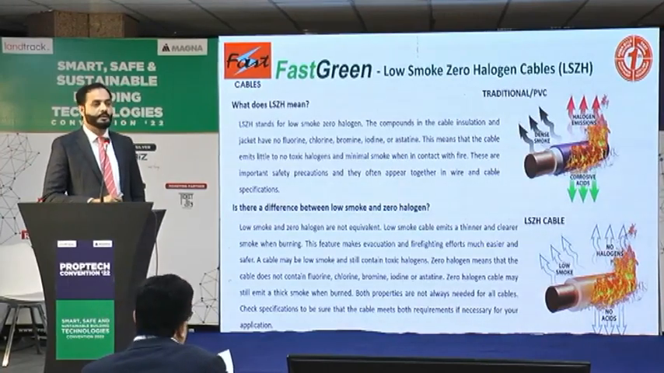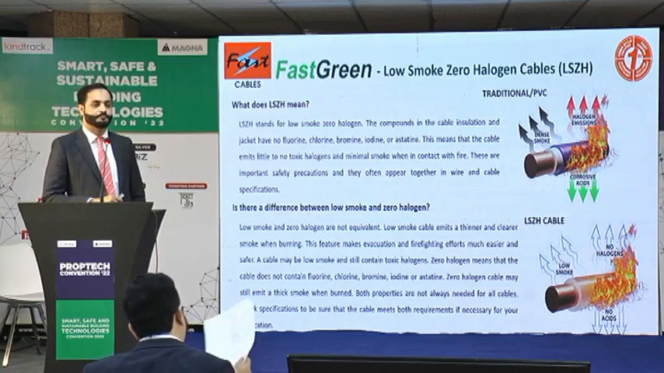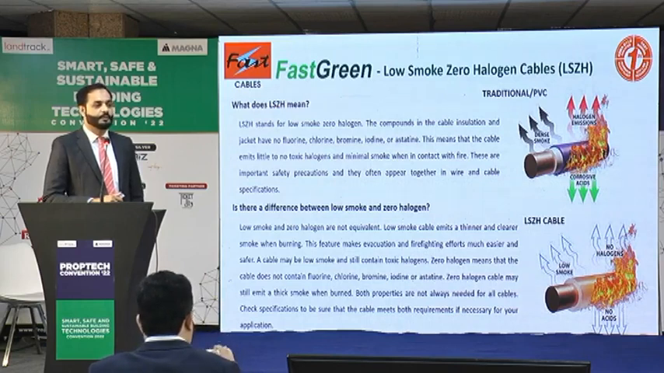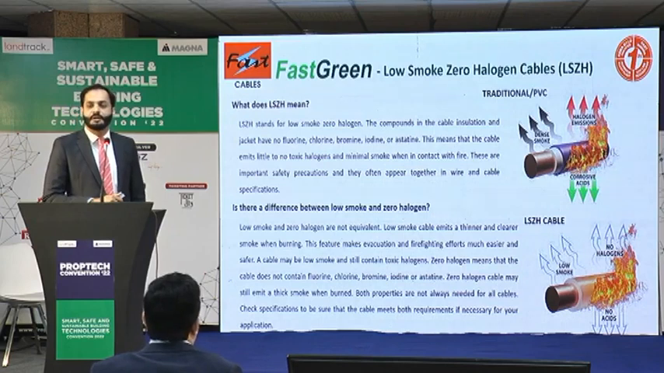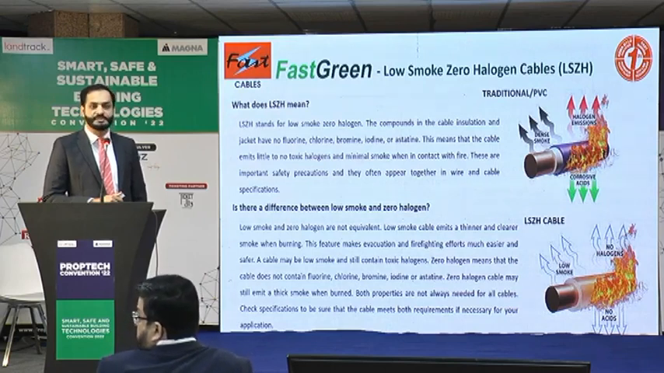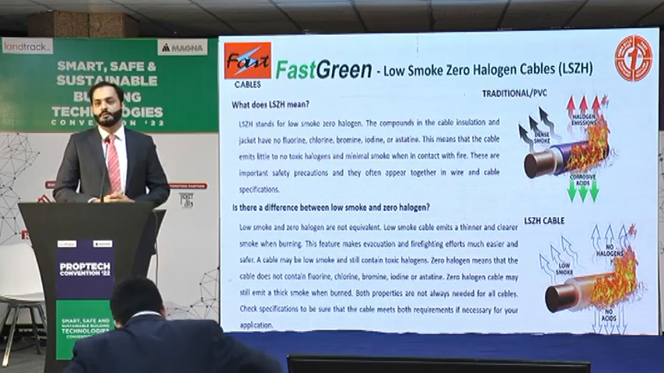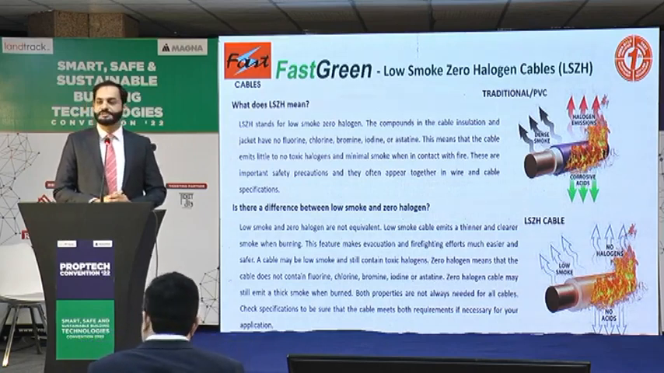In a building, cable is the core because electricity is the backbone of any building. Conventionally, we are using different materials for insulation and jacketing of cables, of which the most commonly used material is PVC. Right now, things have changed and new materials are coming in the market which are safer and more sustainable. Low smoke, zero halogen is one of those components that makes your building more sustainable.